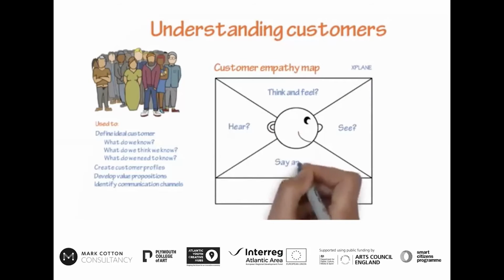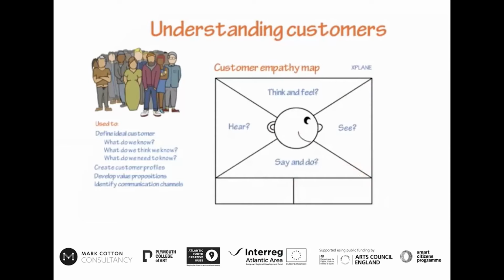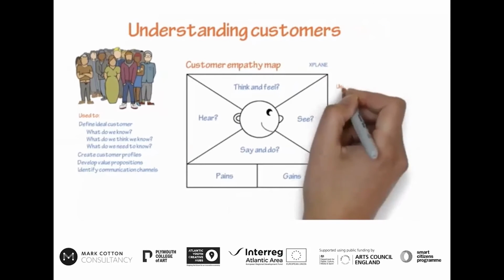How do they act in public? What do they say? What's their appearance like? And are they influencing others? Next, we consider their pains and potential gains. What are their fears, problems, challenges, or frustrations that they have? How do they measure success, and what do they aspire to? The tool can be used alone, but works much better when it's used as part of a group session.